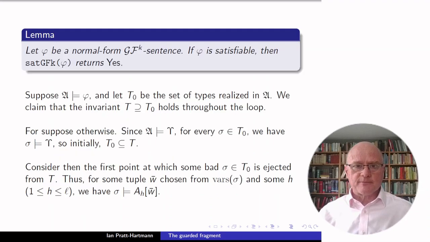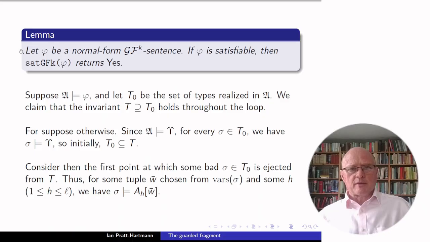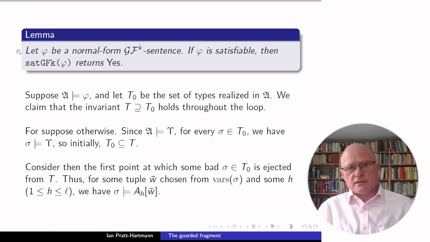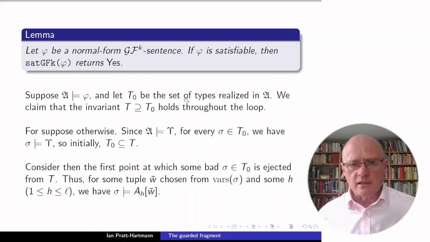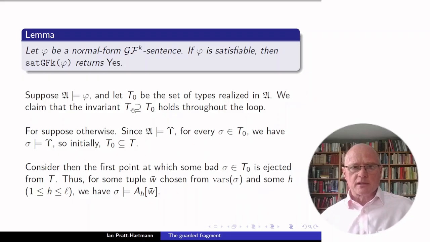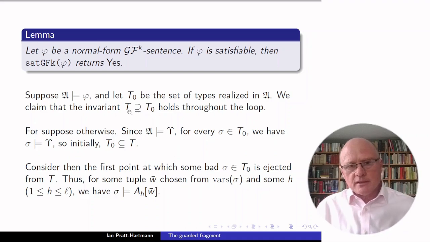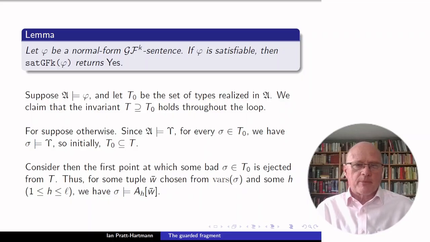So let's have a look at this. So we have a lemma: let phi be a normal form sentence of GFk. If phi is satisfiable, then the algorithm Sat GFk returns yes. To prove it, we'll let A be a model of phi. Remember, we're assuming phi to be satisfiable. Let T0 be the set of types of arity at most k realized in A. So we claim that the invariant T includes T0 holds throughout the loop. Remember, T is the variable in our algorithm containing a set of types. So I claim this invariant holds.